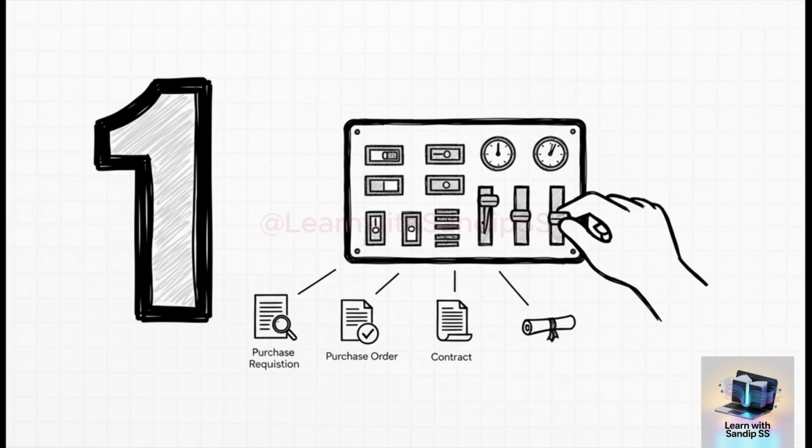This is where you tell the system how your new document should behave. And the options you see here are actually going to change depending on the document category you're working with. So the settings for a purchase requisition are different from a purchase order, which are different from a contract. Let's look at some key features.